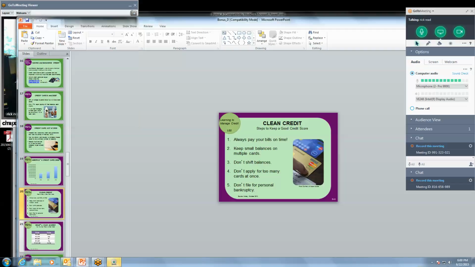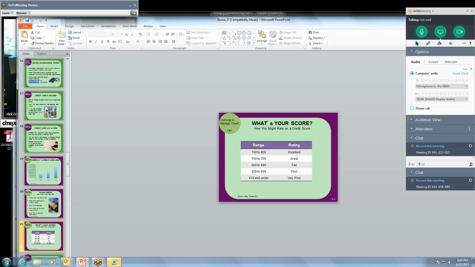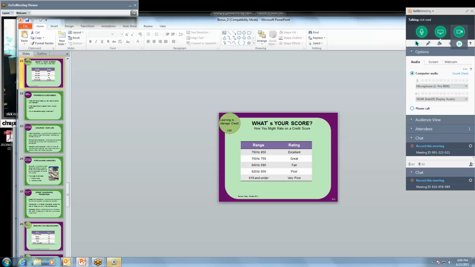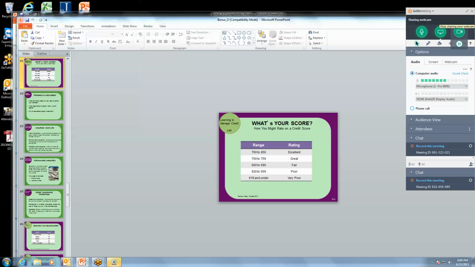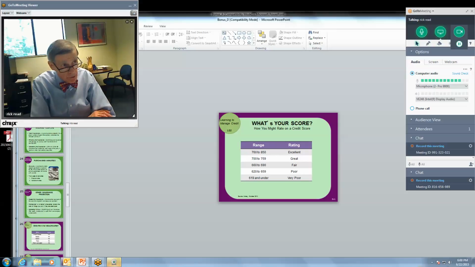Credit card rating scores, and you do have the opportunity, the right to know what your credit score is at least once a year. Take advantage of that.